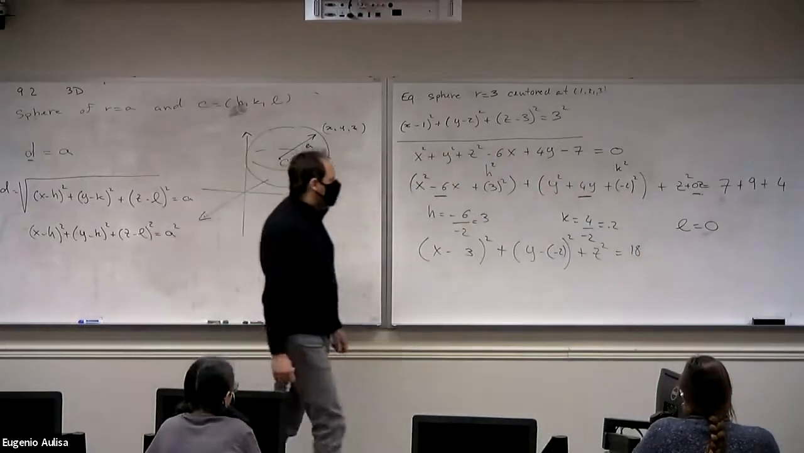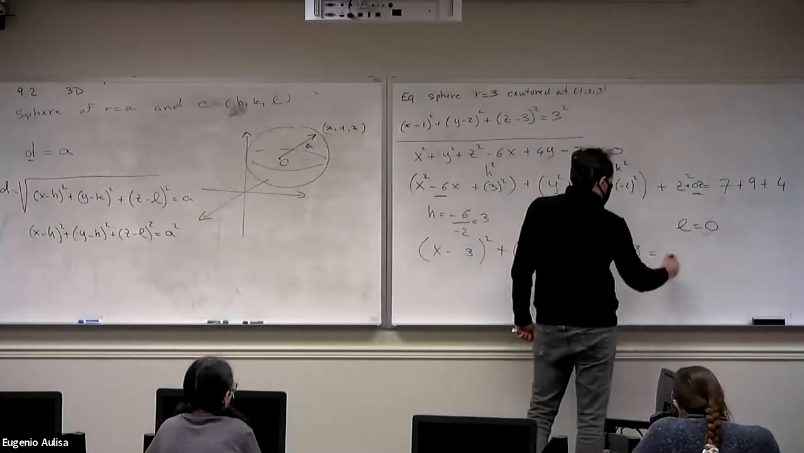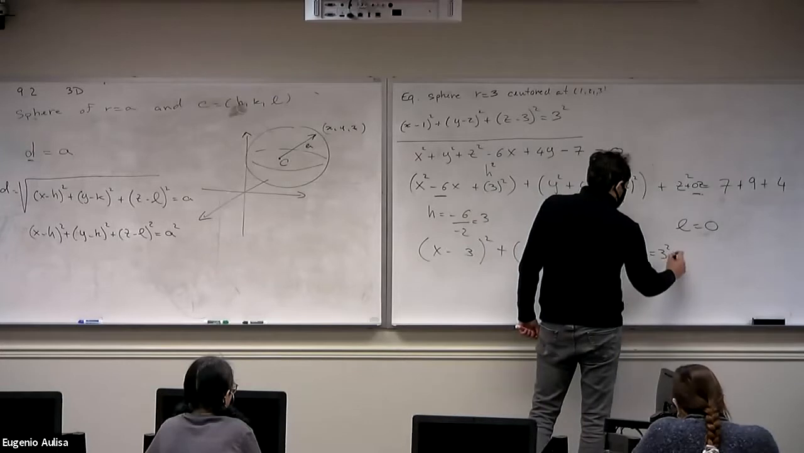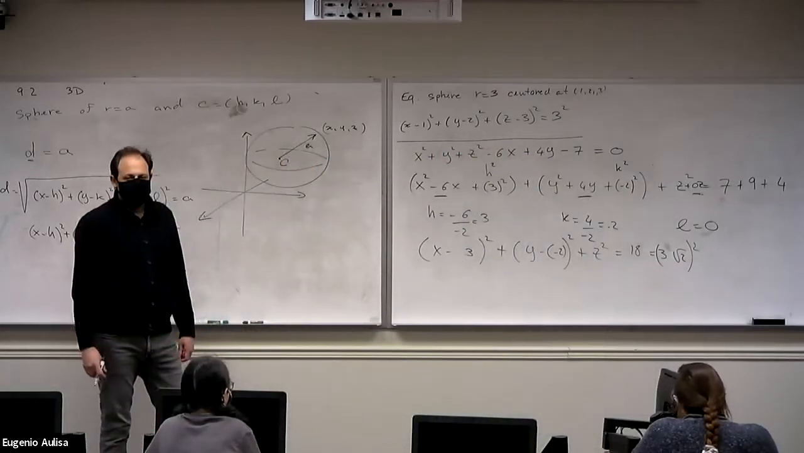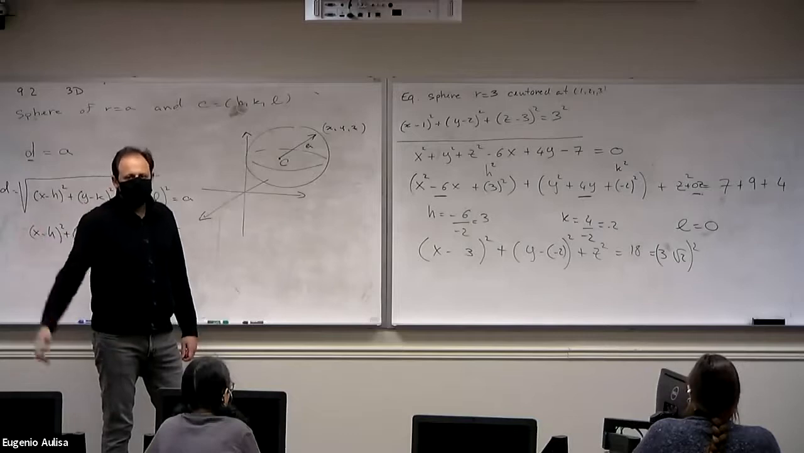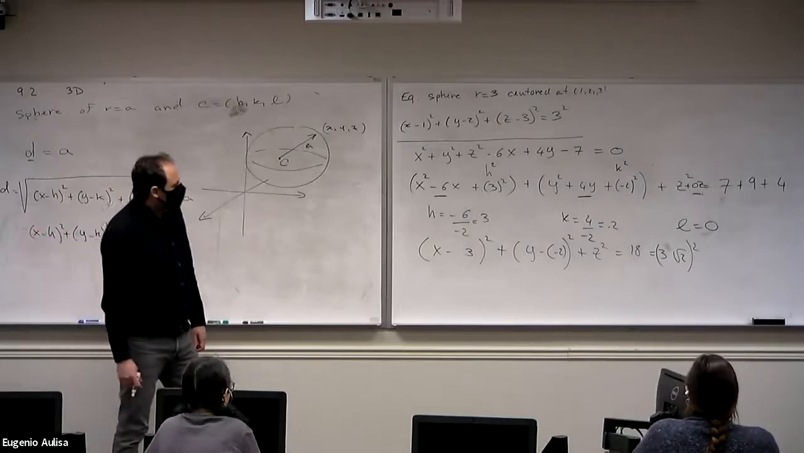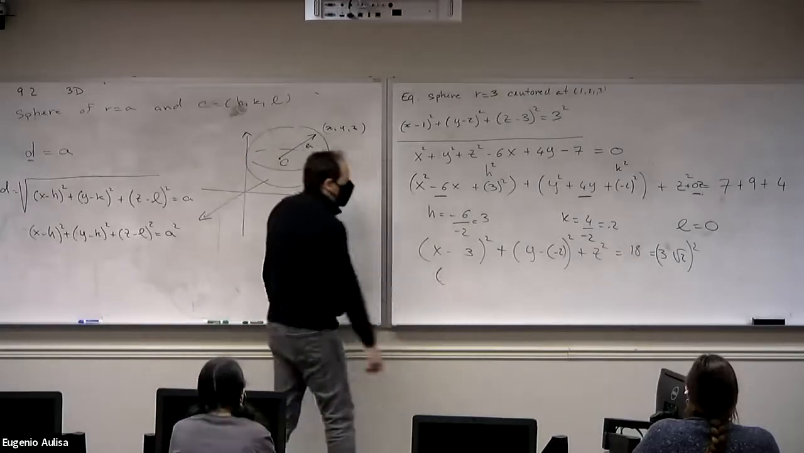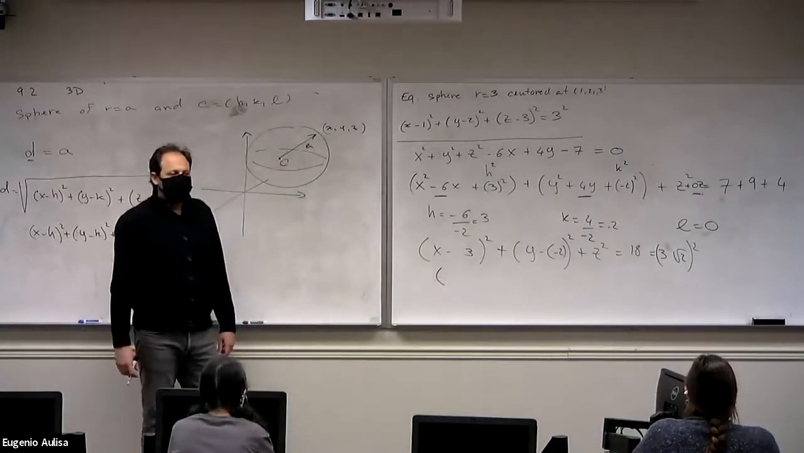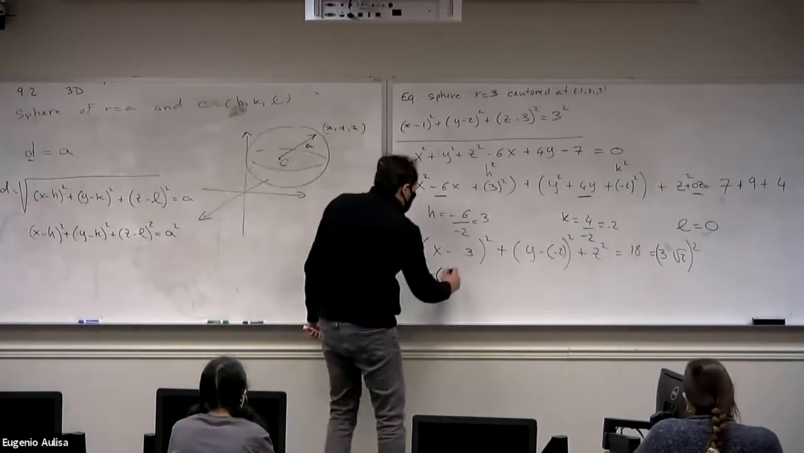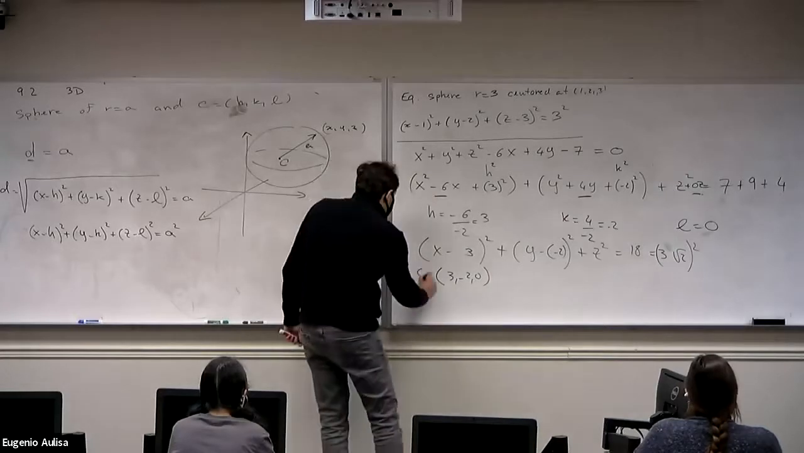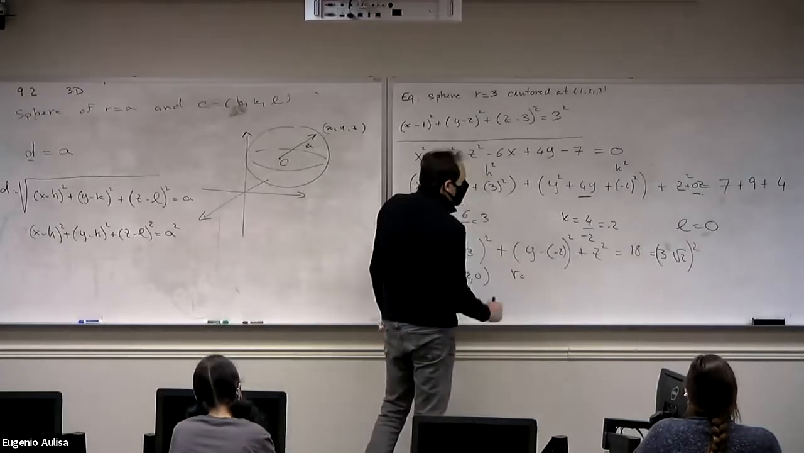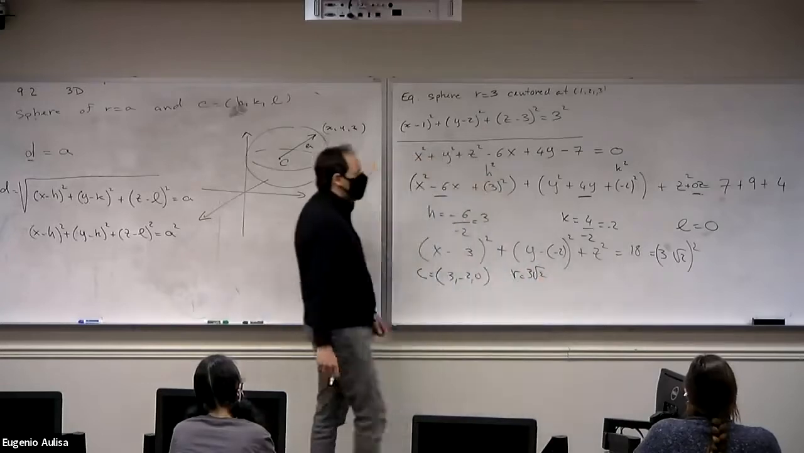So you can rewrite 18 as 9 times 2, so 3² times (√2)². You can rewrite 18 as (3√2)², because it's 9 times 2, 18. So what is the center of our sphere, (h, k, l)? (3, −2, 0). What is the radius? 3√2.